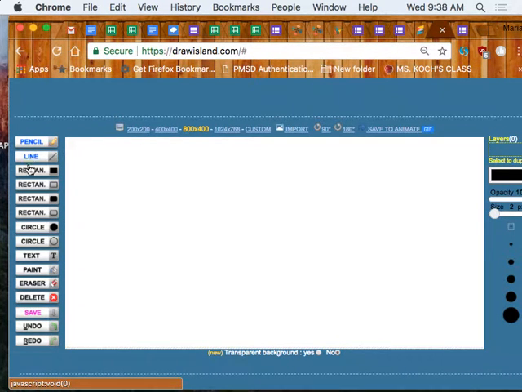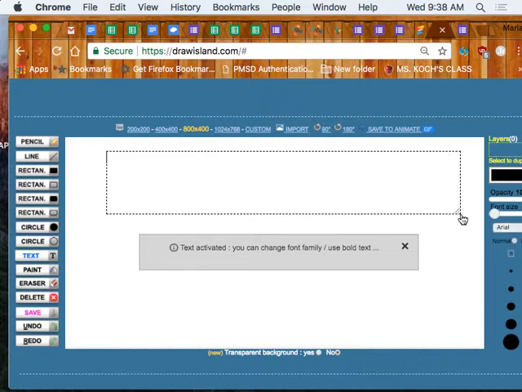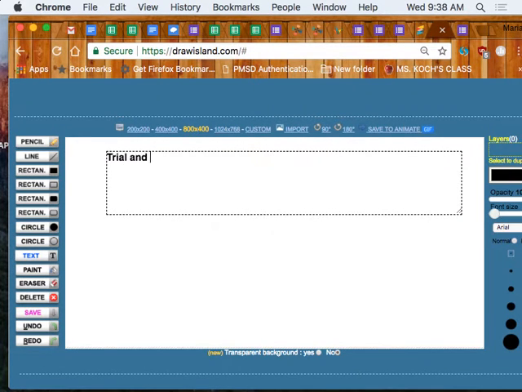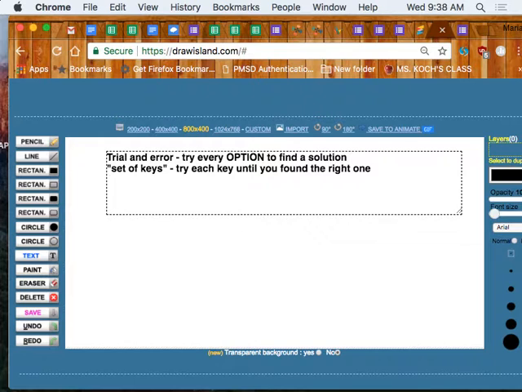The first one we went over is trial and error, and trial and error is when you go through every option to find a solution. So I gave the example, if I had given you my set of keys, how would you figure out which one opens the door? You'd try each key until you found the right one. Now, because I gave you my keys, you know probably one of those keys is the solution.